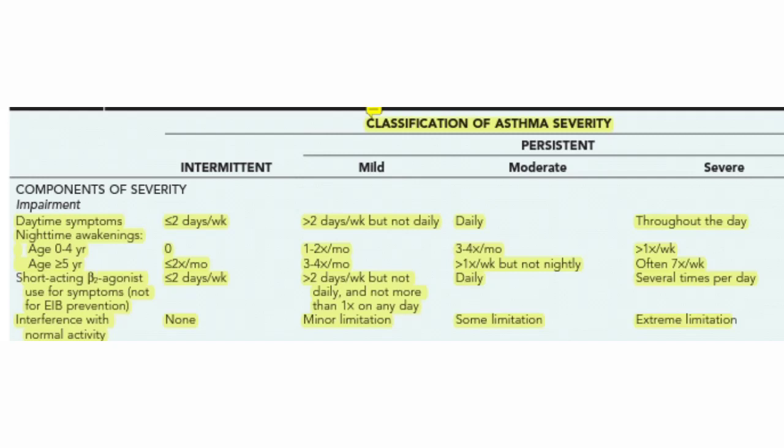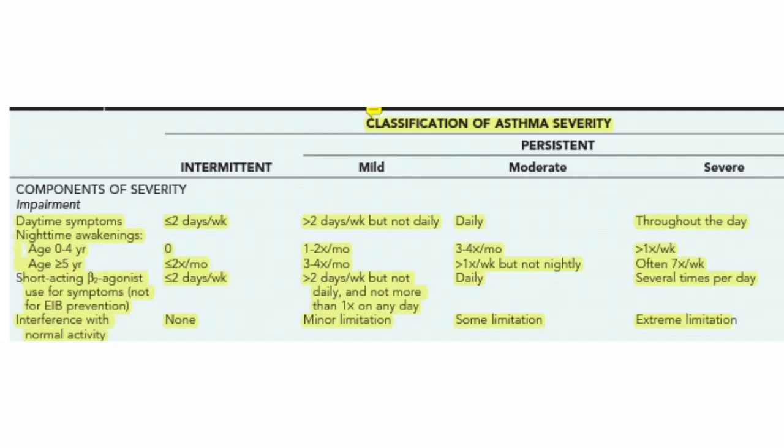So once you start treatment, then you will go for the control classification. Control classification is for the patient who is on treatment. Clinical assessment is while asthma is being managed and treated. Control classification is well controlled, not well controlled, and very poorly controlled.